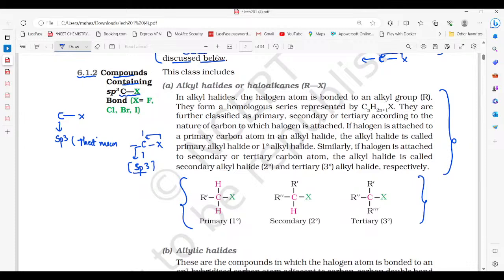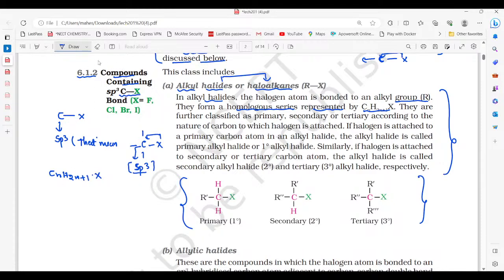Okay. Now let us try to understand the first one, that is alkyl halides, haloalkanes. Both are the same. What we mean by alkyl halides and haloalkanes was explained in the introduction of haloalkanes and haloarenes. If anyone missed that video, please go to the playlist of haloalkanes and haloarenes, part 1. In alkyl halides, the halogen atom is bonded to an alkyl group. They form a homologous series represented by this general formula. Here we have to remember this general formula, that means CnH2n+1 halogen.